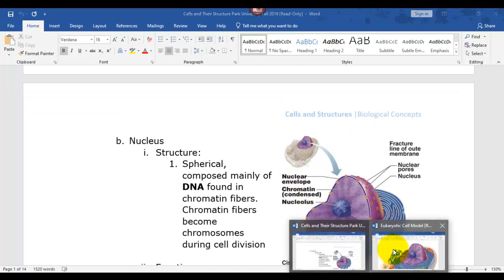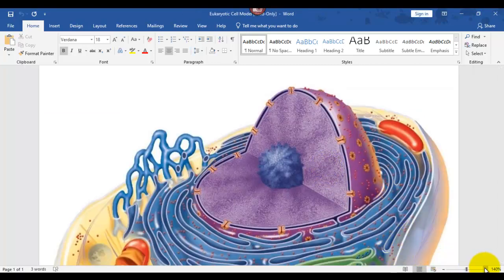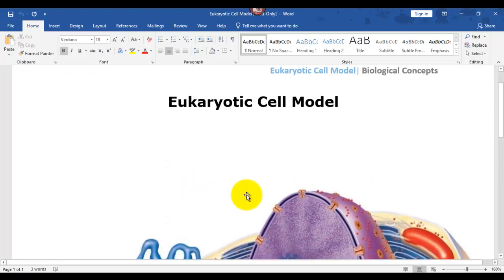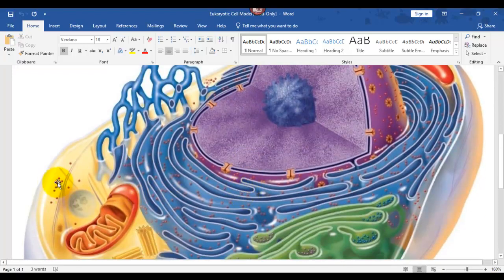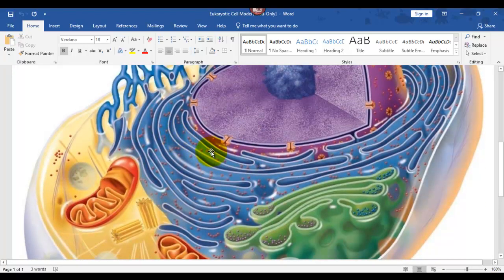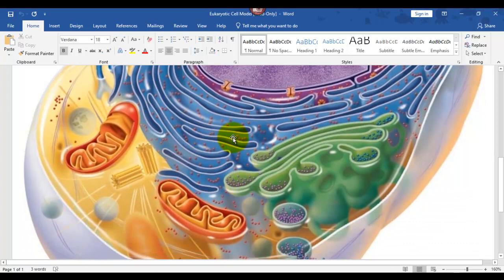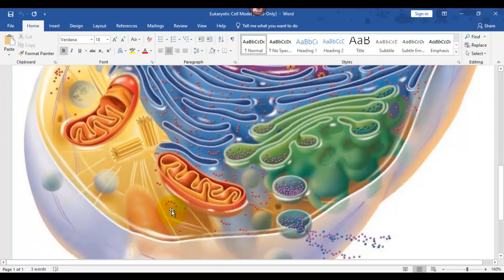I'm going to bounce over to my picture. These little red dots, and there are also red dots that are stuck to this area here. This is called the endoplasmic reticulum. Great word. This is the rough endoplasmic reticulum. But see the red dots? Those are ribosomes. Ribosomes are protein factories. They synthesize proteins. What are proteins?